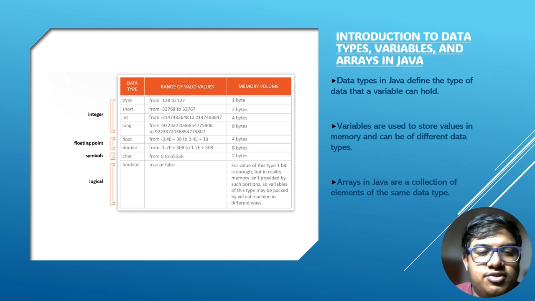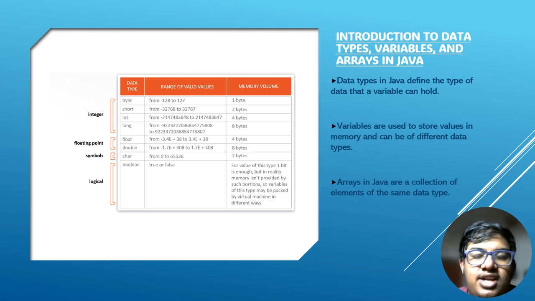So first, let's do the introduction. The data types in Java define the type of data that a variable can hold. In Java, there are many different types of data, to which the broad name data types is given. The variables are vessels, and these vessels are used to store that data in memory.